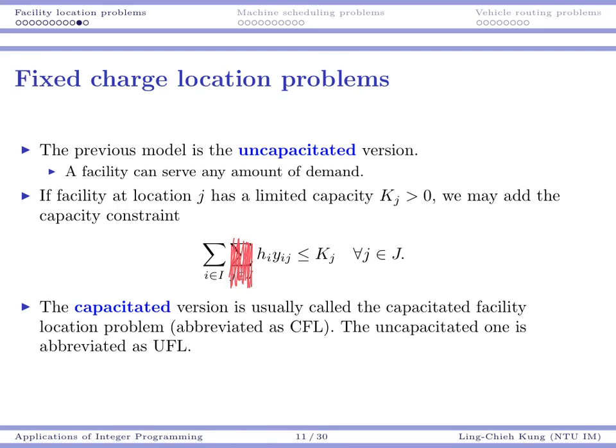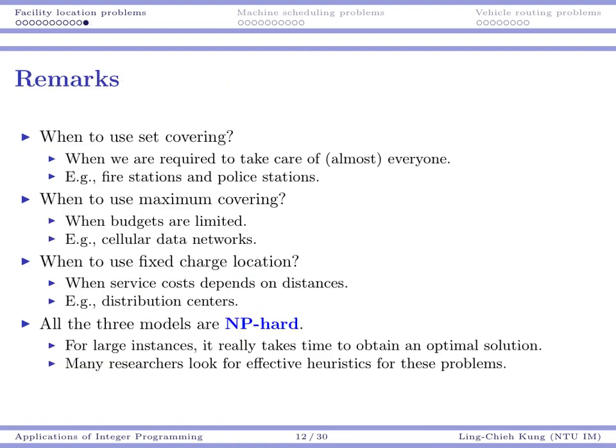The capacitated version is usually called the capacitated facility location problem, abbreviated as CFL, and the uncapacitated version is typically called UFL, the uncapacitated facility location problem. Now you have three kinds of facility models. We want to ask whether we want to use this one or that one. There are, of course, different applicabilities according to your problem.